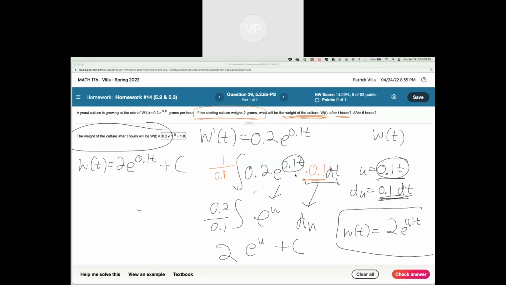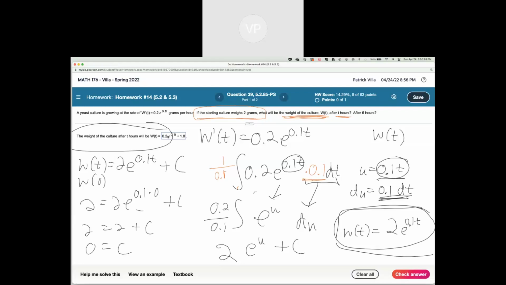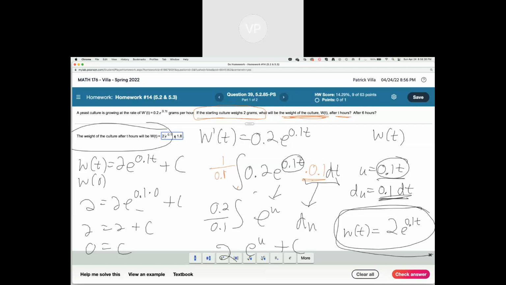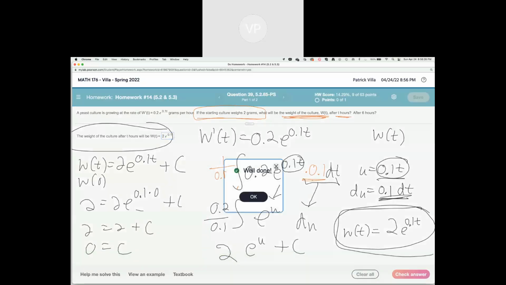Okay, so there's our starting function. And we need to do the same part again. They told you the weight of the culture after t hours. It started at 2 grams. So we're trying to find W of 0, and that is 2. So 2 equals 2 times e to the 0.1 times 0 plus c. 2 equals 2 plus c. c equals 0. So this is my answer right here. It's just going to be 2e to the 0.1 t, and there it is.